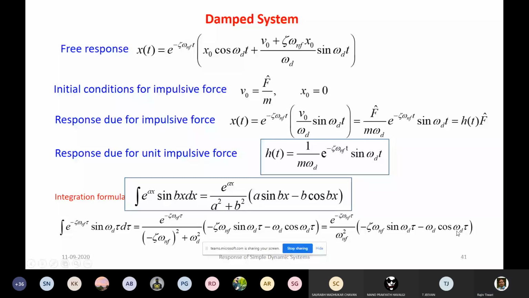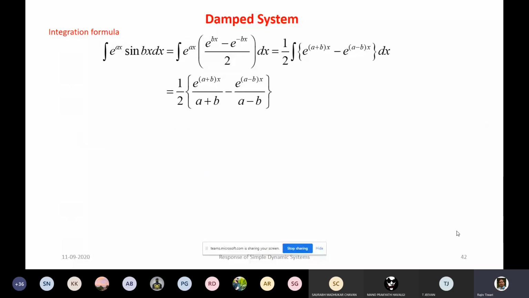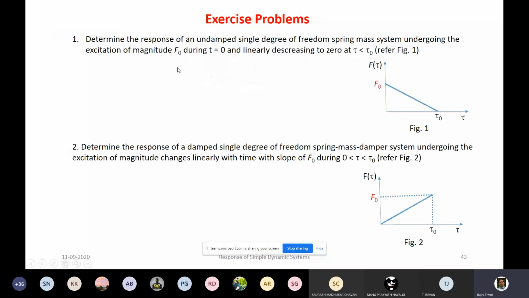So this is the thing I want to show. You can use this, or there is another way you can obtain it. You can write sine in terms of exponential, and you can integrate. So either of these two formulas you can use to find this integration. So these are the two problems I am giving as an exercise. Maybe you can try them out.